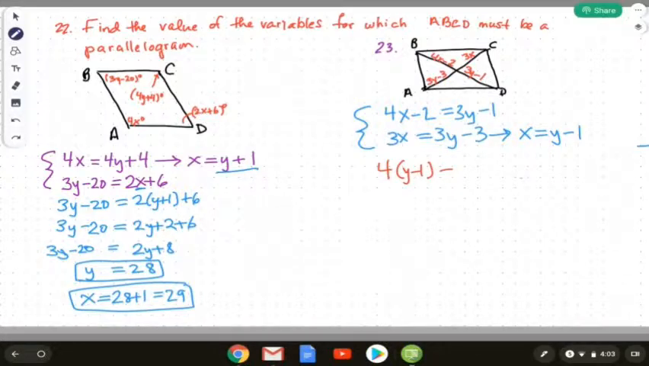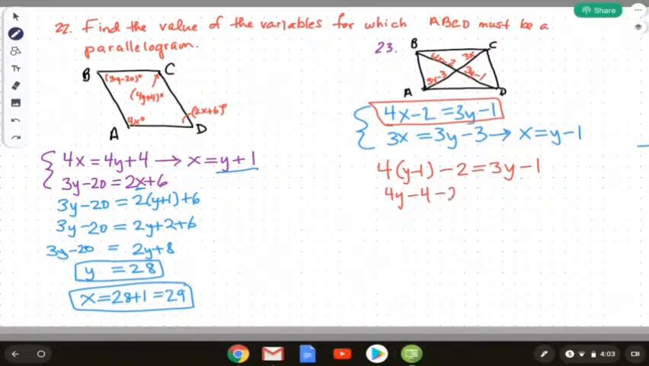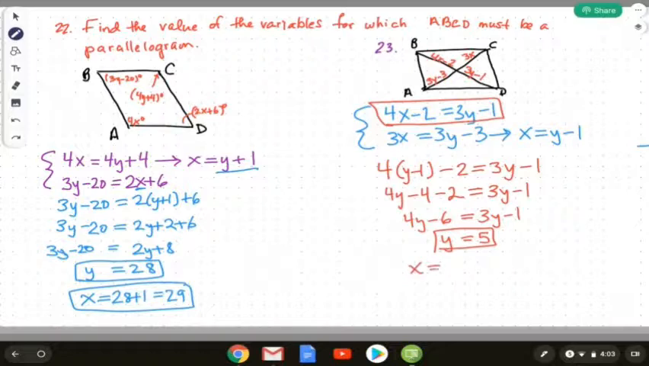So I'm using this one. That's my 4 times x, and then I have to put the minus 2 equals 3y minus 1. So distribute: 4y minus 4 minus 2 equals 3y minus 1. That's going to give me 4y minus 6 equals 3y minus 1. So I'm going to have y equals 5. And then x will be 5 minus 1, which is 4.